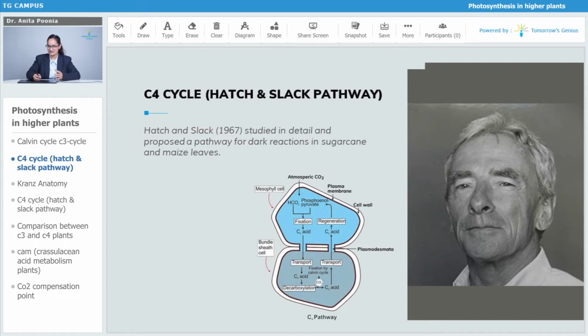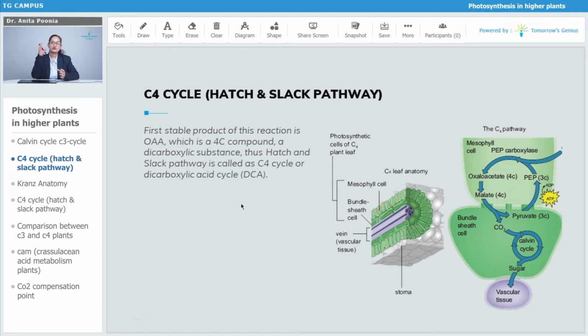and the maize leaves. So they found that the first stable product of this reaction is OAA, oxaloacetic acid, which is a 4 carbon compound and a dicarboxylic substance, and thus the Hatch and Slack pathway is called C4, or we call it the dicarboxylic acid cycle, DCA.